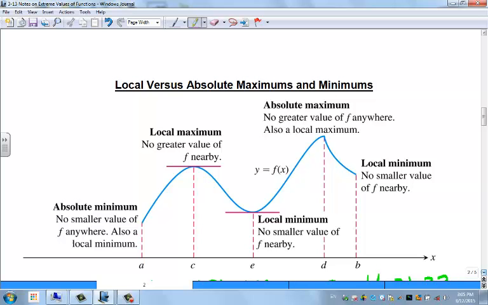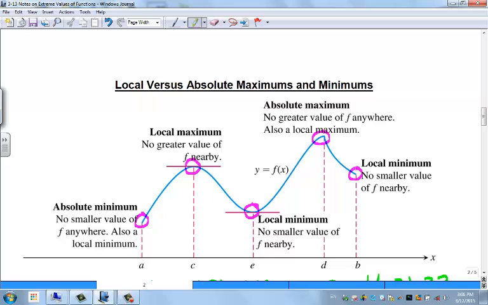When we talk about local maximums and local minimums, we're talking about the highest and lowest points in the area, okay? So, for example, this is a local maximum. This is also a local maximum. This is a local minimum because it's lower than all the points around it. This is a local minimum because it's lower than all the points around it. And this is a local minimum because it's lower than all the points around it.